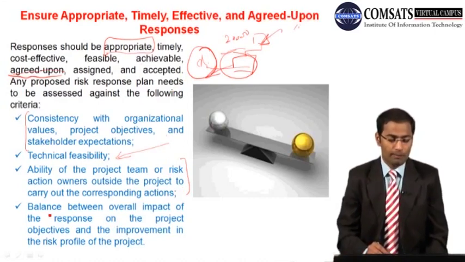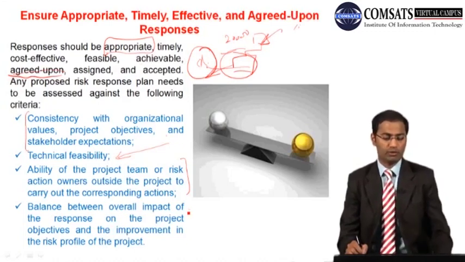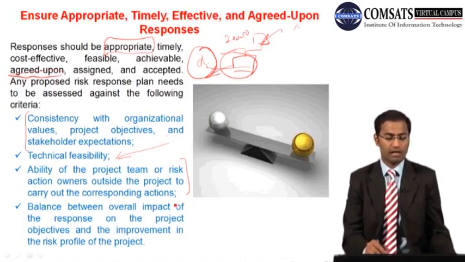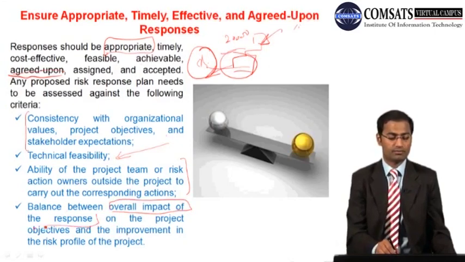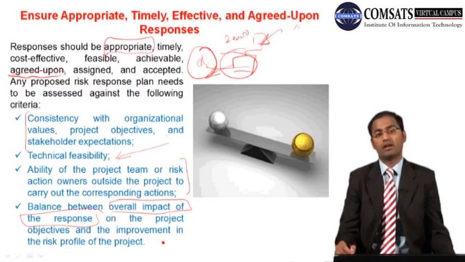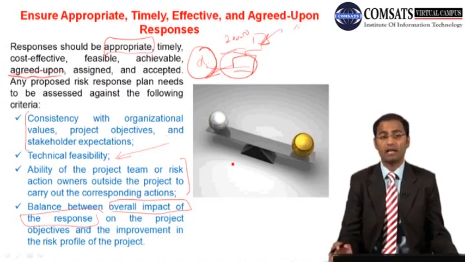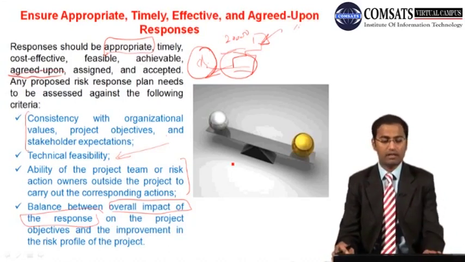Balance between overall impact of the response on the project objectives and the improvement in the risk profile of the project. So ये भी आपने इसको balance करना है कि overall impact जो है उसका वो क्या आ रहा है response का and the improvement in the risk profile of the project. आप बहुत ज़्यादा effort कर रहे हैं, क्या risk profile कुछ कम हो रहा है या नहीं हो रहा है. जितना पहले था क्या उसी तरह है, consistently चल रहा है, तो इसका मतलब है आपके responses जो हैं वो ठीक नहीं हैं या कुछ उनको improvement की ज़रूरत है.